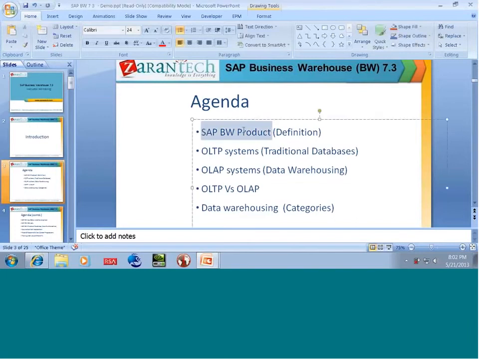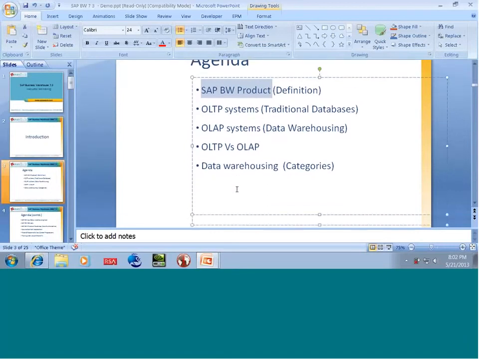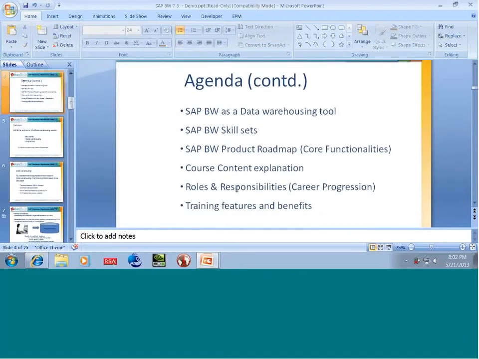The agenda is: we're going to talk about the SAP BW product and its definition, and then a few common terminologies, which are OLTP systems, OLAP systems, the difference between these two systems, and what a data warehousing tool actually is. What does it do? What is its capacity? Once we know that, we'll look at how SAP BW is going to help us as a powerful data warehousing tool.